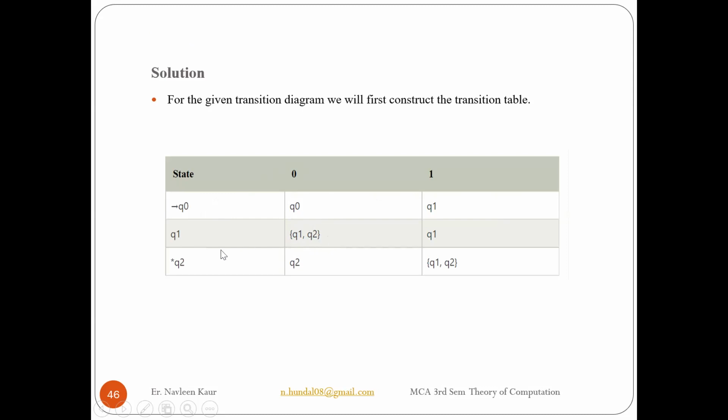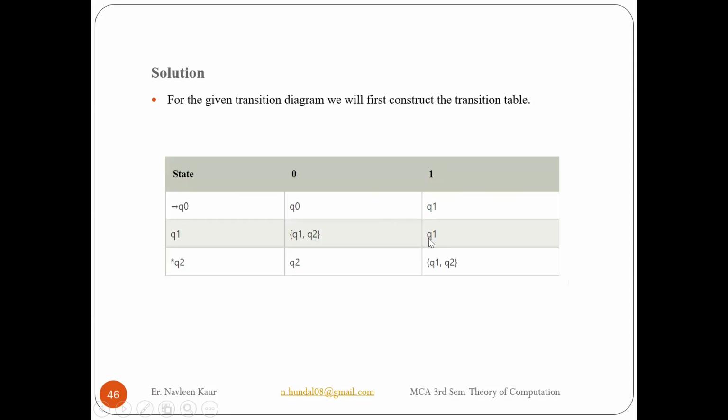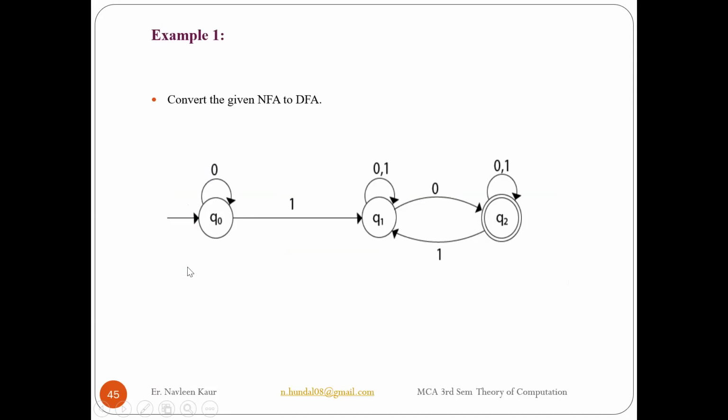After that, Q1 on 1 takes you to only one state, that is Q1. Don't consider this arc because it is coming towards it. Always consider what is going away from it. Q1 on 1 takes you to Q1. Done. Last one, the final state.